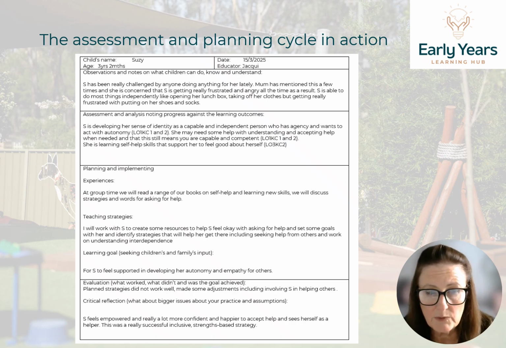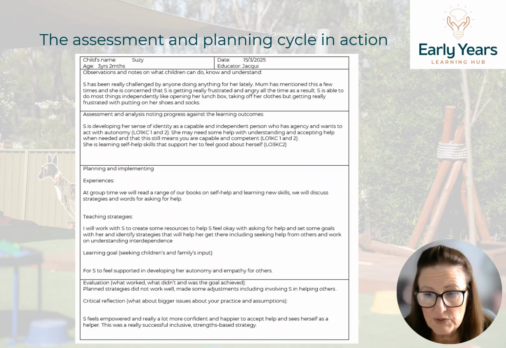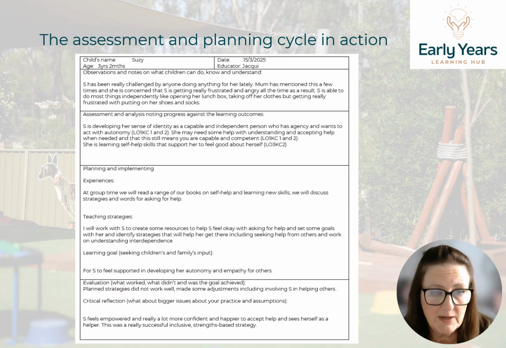Some experiences, looking at some books in a group experience and strategies and words for asking for help. And then individual strategies, where I'll work with Susie one-on-one to help her feel okay, set some goals with her, and identify strategies that help her to get there, seeking help, including seeking help from others. Learning goal for Susie to feel supported in developing her autonomy and empathy for others. Evaluation, plan strategies didn't work well, made some adjustments involving Susie with helping others.